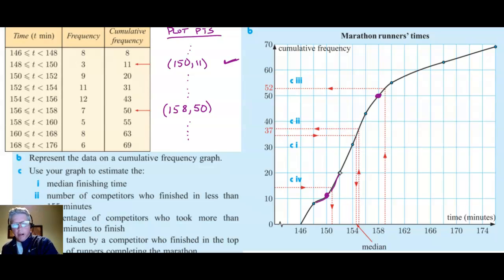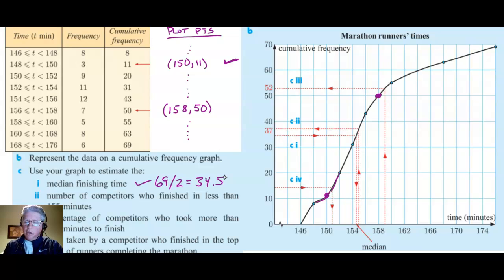All right, so how do we use our graph to find stuff? Let's start with the median finishing time. The median time is the time where half the runners were faster and half were slower than that time. So when we talk about half the number of runners, we take our 69 runners, divide by 2, and we get 34.5. This is not the median. That means we have 34.5 runners to the left and 34.5 runners to the right.